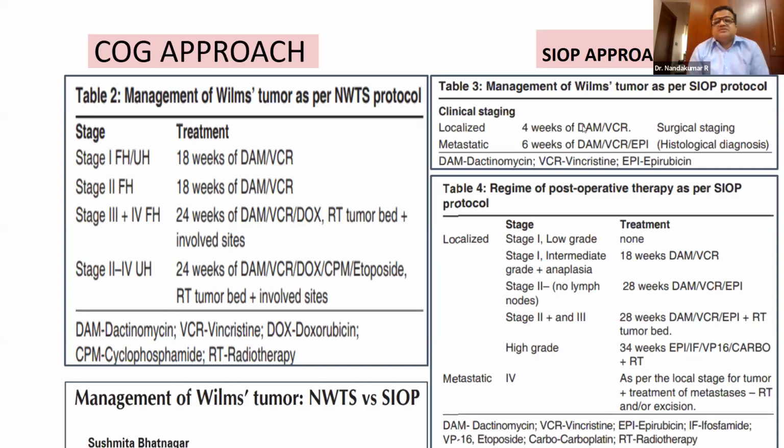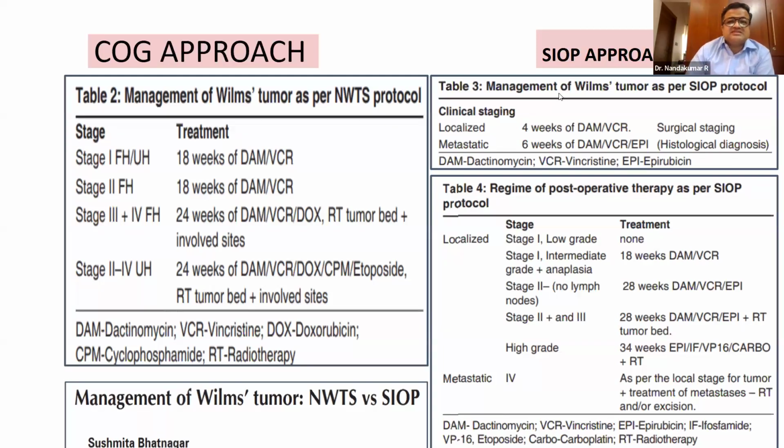Now, coming to the SIOP, which stands for the International Society of Pediatric Oncology, wherein they start with the neoadjuvant chemotherapy followed by surgery. So the Europeans are a little more conservative, wherein they usually start with only a 2-drug regime unless it is a metastatic disease. So they start with vincristine actinomycin, wait for 4 weeks, and then they plan for surgery. And depending on the histology, then they stratify and give the subsequent cycles of chemotherapy.